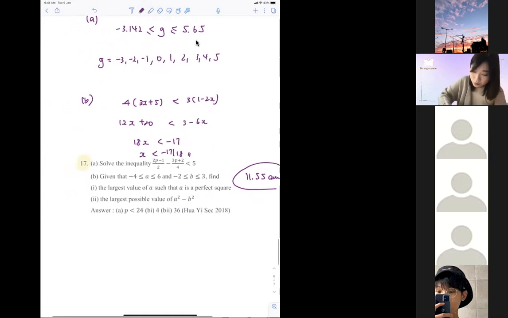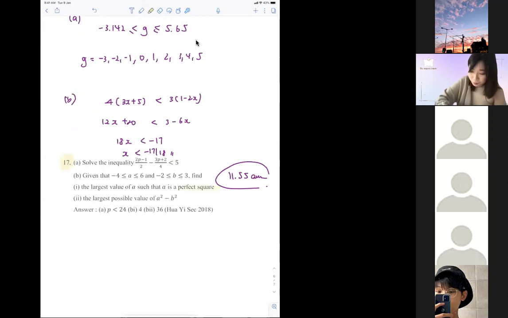Okay, a perfect square means it can be square rooted. A perfect cube means it can be cube rooted. So can be square rooted.